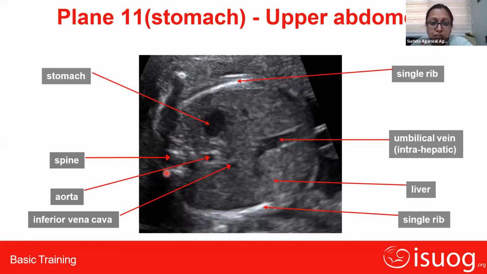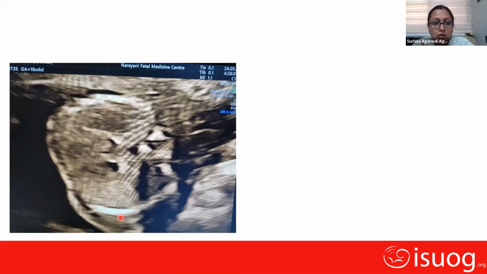So these are the many important things we have to see in an AC plane. First is the stomach, then the umbilical vein, and a single rib should be seen on either side, liver, aorta, and IVC. So in the initial years of learning ultrasound, when we start taking biometry, these are the common problems we face.